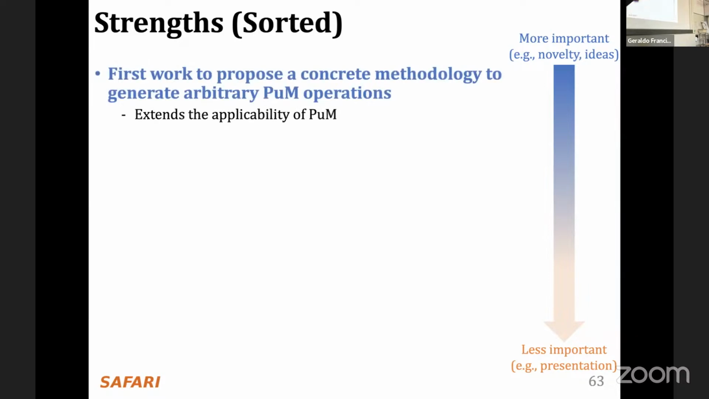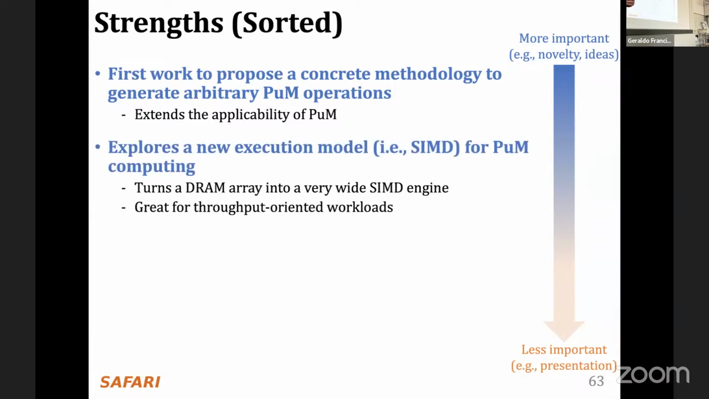So I put here some strengths. This is my paper, so of course I'm biased. This is the first work that provided a concrete methodology to generate arbitrary process memory operations. So this extends the applicability of processing-using memory systems. This is related to the idea and the novelty of the idea, right?